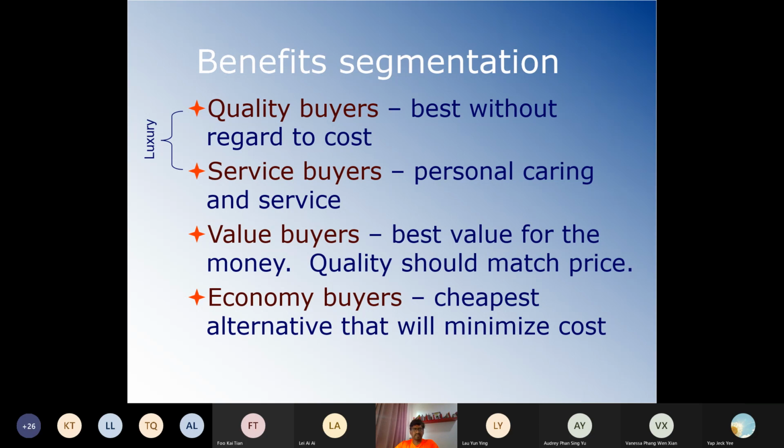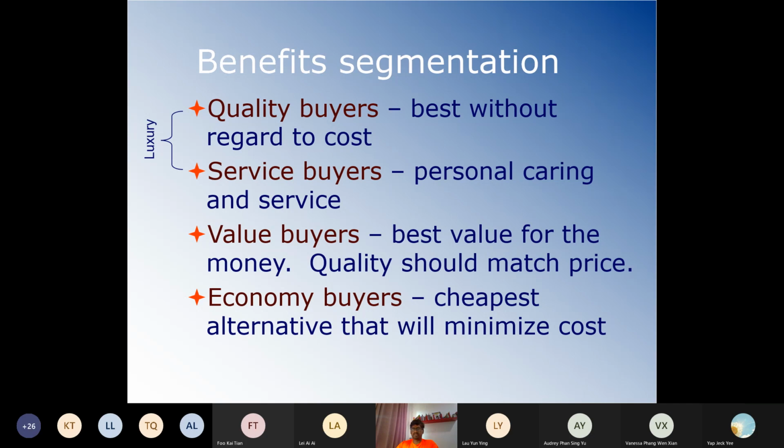Based on this benefit segmentation, the buyers are divided into quality buyers, service buyers, value buyers, and economy buyers. Quality buyers and service buyers are the luxury category. Quality buyers will buy without regard to the cost. All they want is satisfaction. They want the product to serve them. And service buyers are more about personal care.